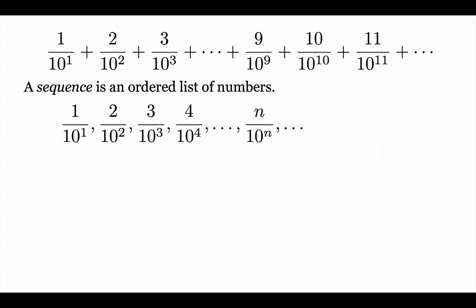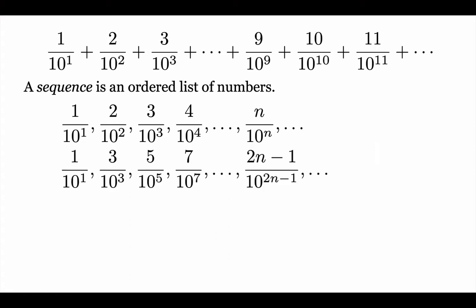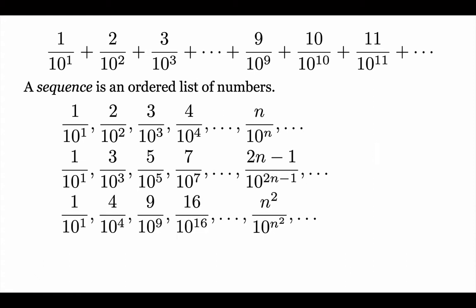We could take just some of the terms, like let's take the odd ones: 1/10, 3/1,000ths, and then next 5/100,000ths, and so on. Or we could take a sequence that consists of the terms where the numerator is a perfect square. Interesting sequences. If you look at the long-term behavior of each of these sequences, you'll notice that the denominator is growing in the number of zeros that it has.